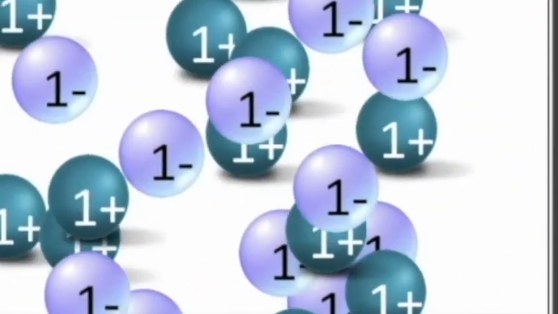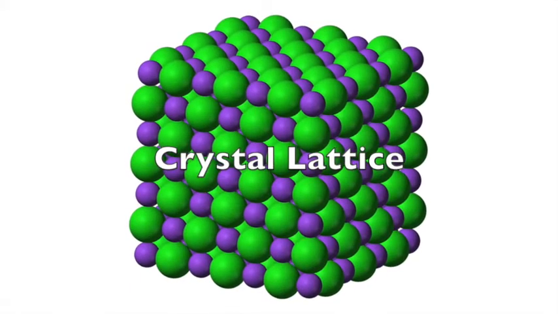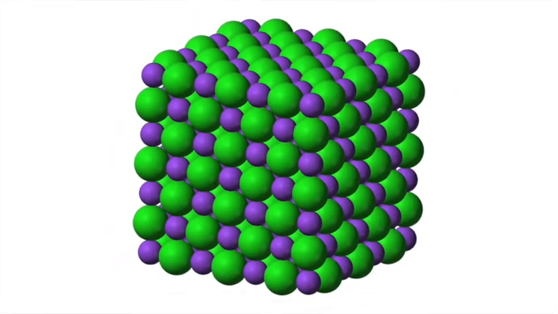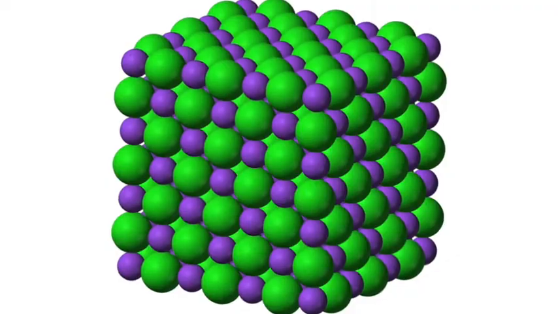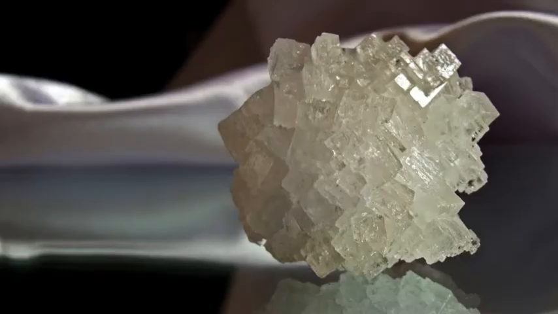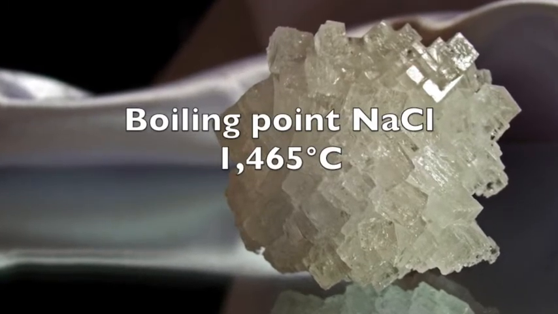The ions line up in a regular repetitive pattern in such a way as to minimize the repulsive forces and maximize the attractive ones. This arrangement is called a crystal lattice. Because the attractions between the ions are very strong, ionic compounds are characterized by high melting points. It takes a lot of energy to overcome the electrostatic attractions. They also have low volatility, which means it takes a lot of energy to get them into the gas phase. For example, the boiling point of sodium chloride is 1,465 degrees Celsius.